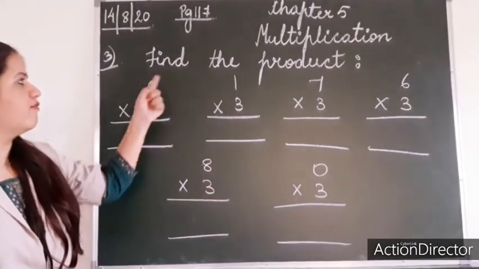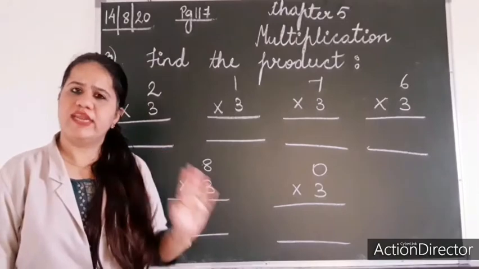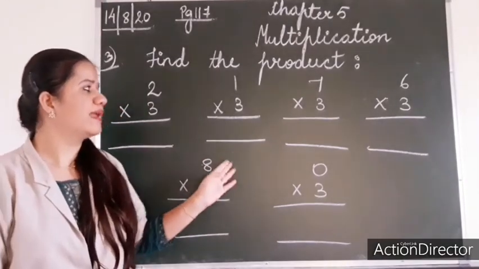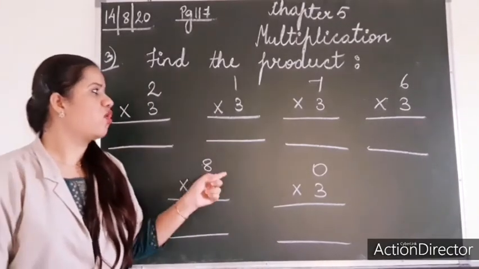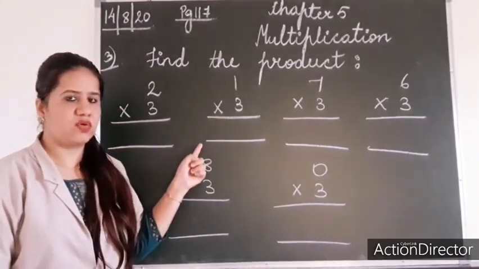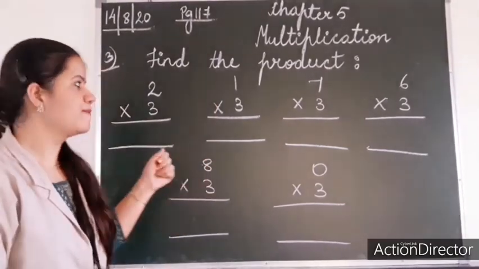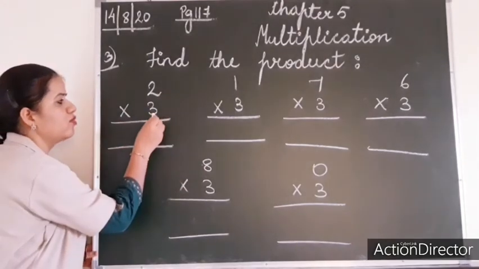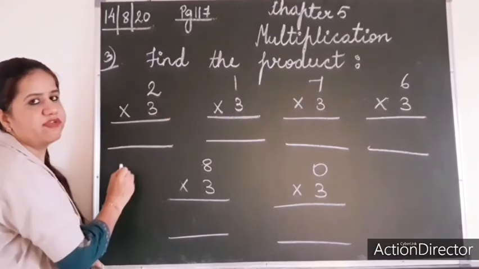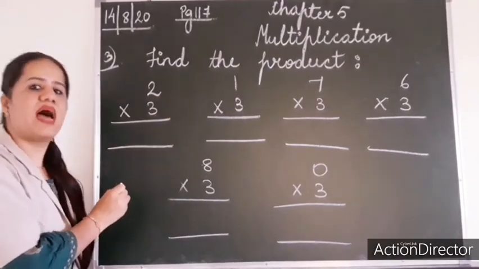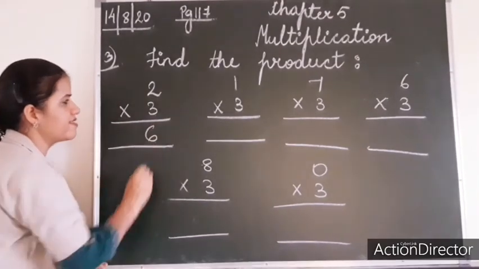Yes. Last question of this page. The question is, find the product. Very easy. If you know the table of 3, you will be able to do all the sums. And see, this is called vertical multiplication. I told you yesterday also. So now let's start. I told you 2 threes will also give you the same answer as 3 twos. So 2 threes and 3 twos are the same, and the answer is 6.